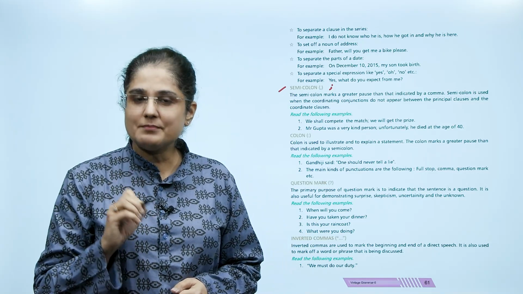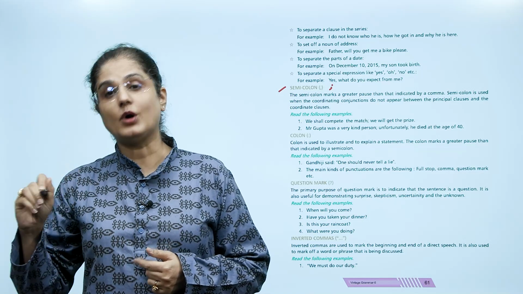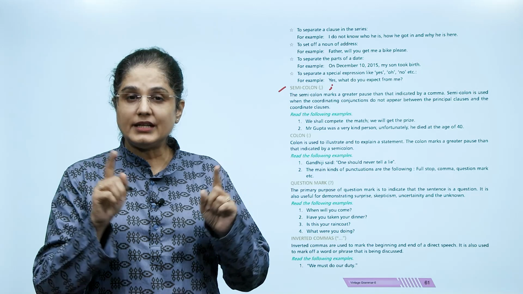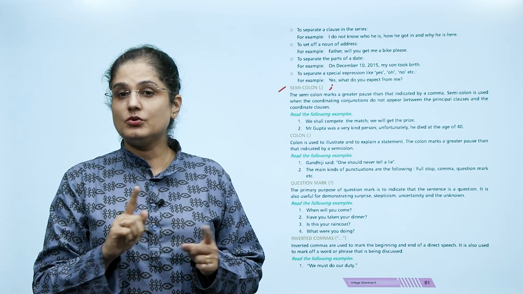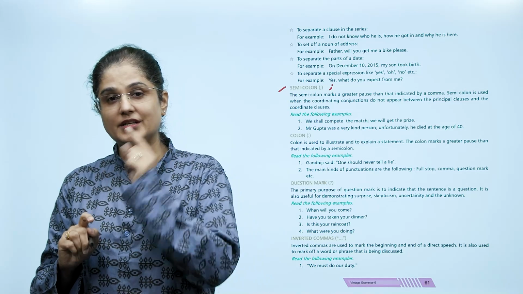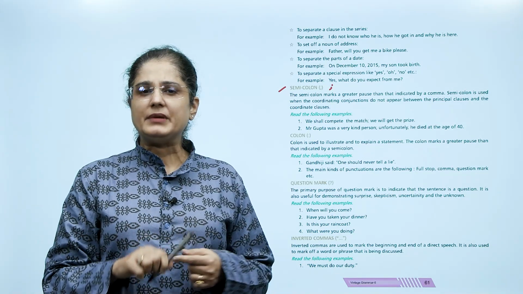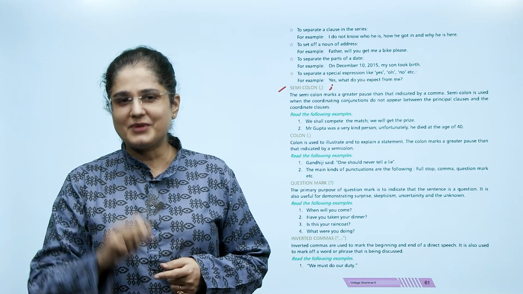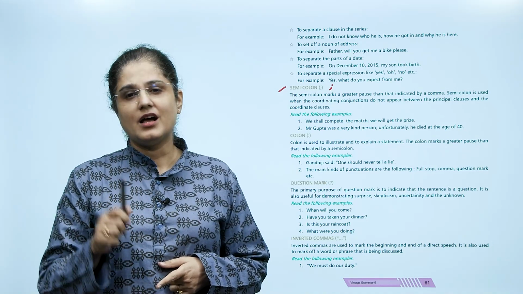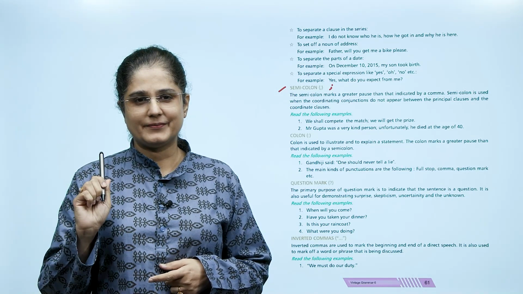The semicolon marks a greater pause than that indicated by a comma. Semicolon is used when the coordinating conjunctions do not appear between the principal clauses and the coordinate clauses. For example, we shall compete the match, we will get the prize. Mr. Gupta was a very kind person. Unfortunately, he died at the age of 40.